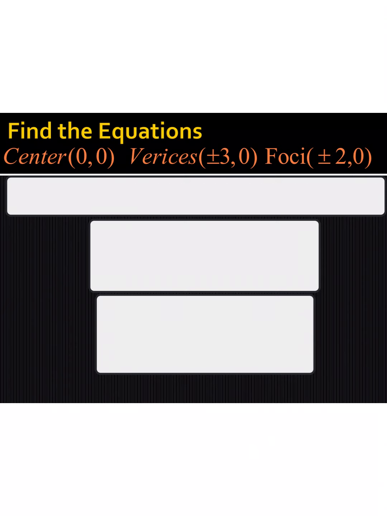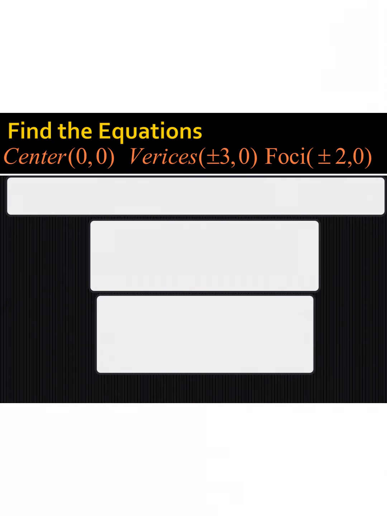Our vertices are going to help us identify what our a value is. These represent our major vertices, and it's the distance our vertices are away from the center that tells us what a is. So since I'm moving 3 in either direction from 0, I know that my a value is going to have to be 3. Your foci are going to help you identify what c is, and it's the distance the foci are away from the center. Again, I'm moving 2 in either direction from my center, so I know that my c value is going to be 2.